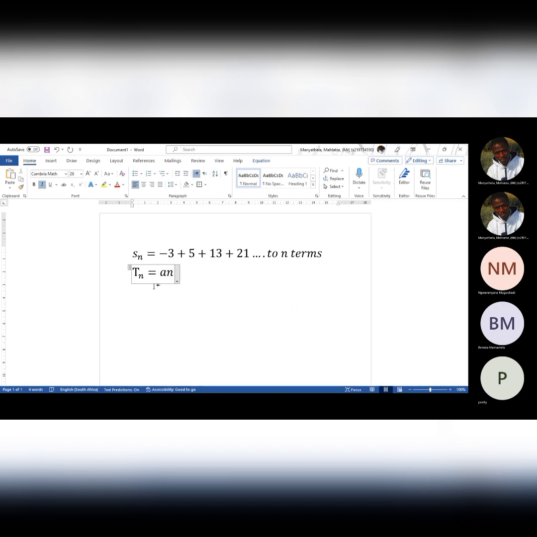Tn equals an plus b, like this. It's an arithmetic series again.